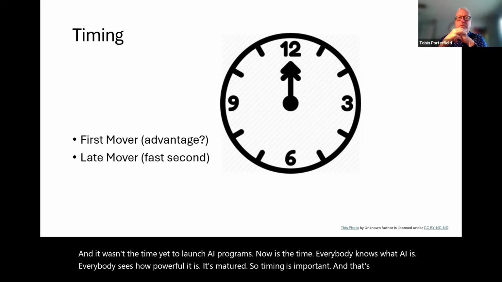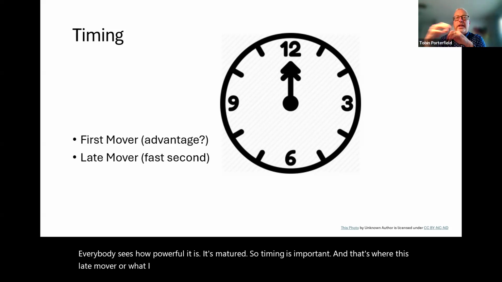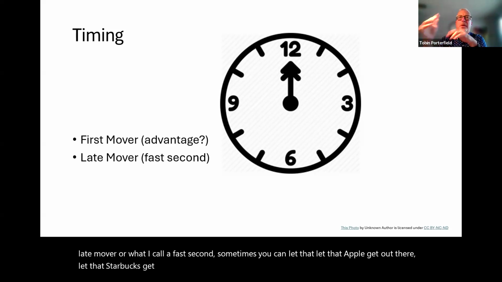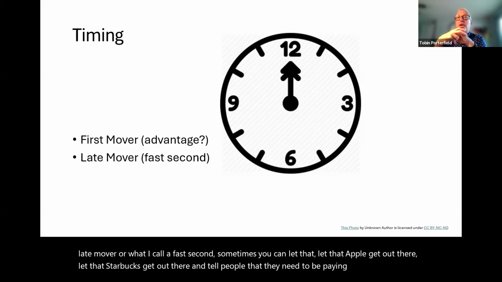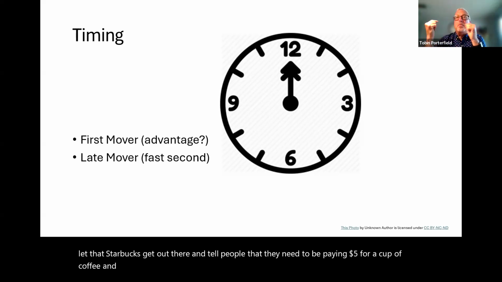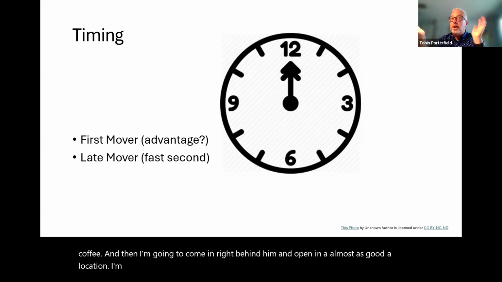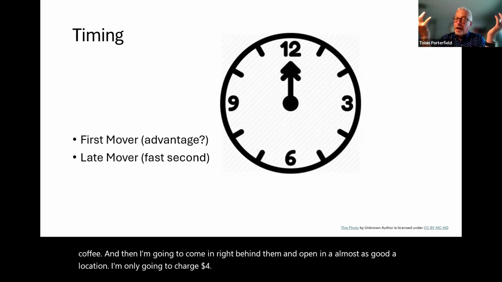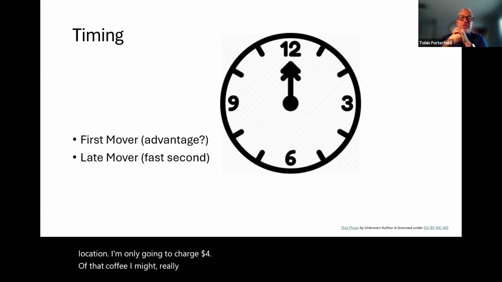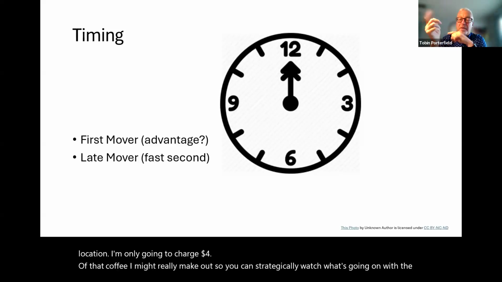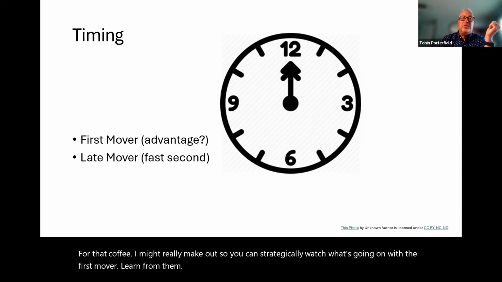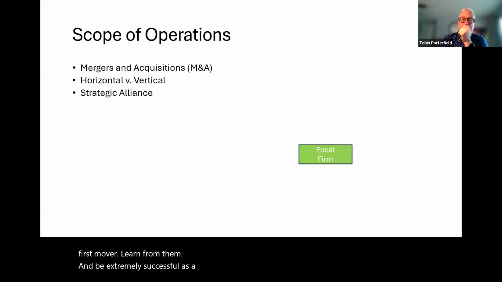And that's where this late mover, or what I call a fast second, sometimes you can let that Apple get out there, let that Starbucks get out there and tell people that they need to be paying $5 for a cup of coffee. And then I'm going to come in right behind them and open in an almost as good a location. I'm only going to charge $4 for that coffee. I might really make out. So you can strategically watch what's going on with the first mover, learn from them, and be extremely successful as a second or later mover.